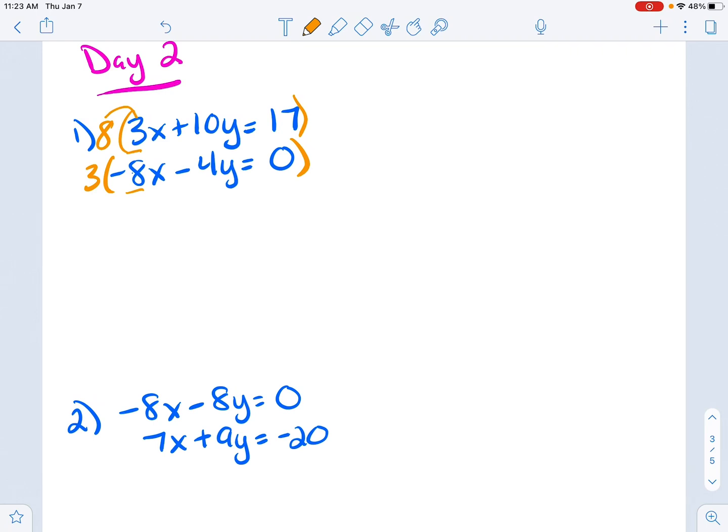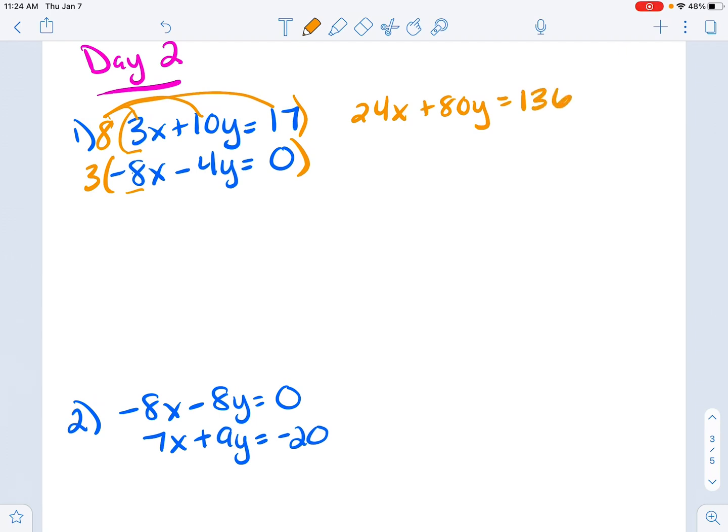So what's that give us? 8 times 3 is 24x. 8 times 10 would be plus 80y. And then we have 8 times 17. If you need a calculator, grab one. Make sure you're comfortable doing this. Again, don't forget about that number. That's the big mistake that people make, is they forget to multiply by that last number. So you get equals positive 136.